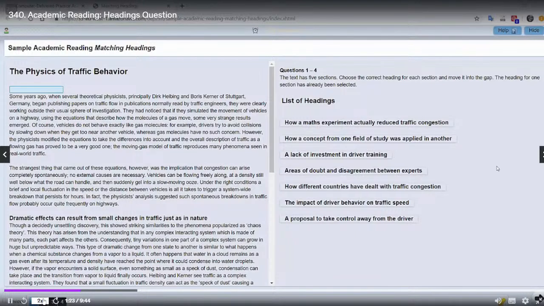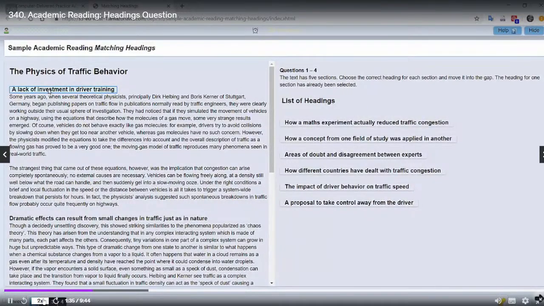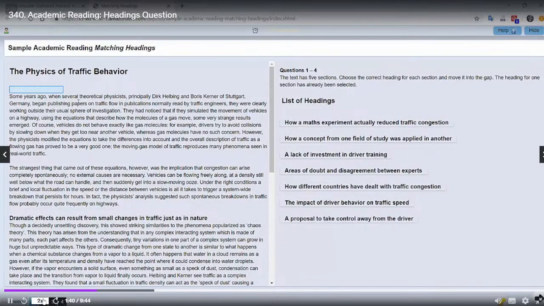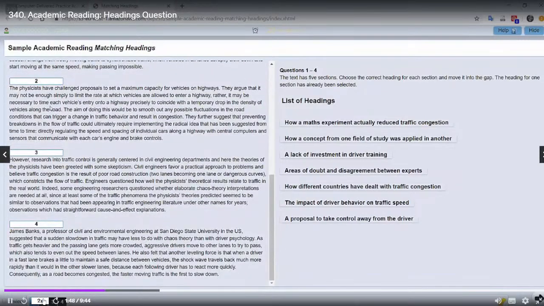Now, with the headings question, first of all, in terms of dragging and dropping, if this were the answer choice for number one, we would pull it over into the box and drop it in there. If I don't like that answer, I drag it back over here and drop it. Number one covers these first two paragraphs. Number two is for the paragraph below the number. Number three is for the paragraph below the number. Number four is for the paragraph below the number.